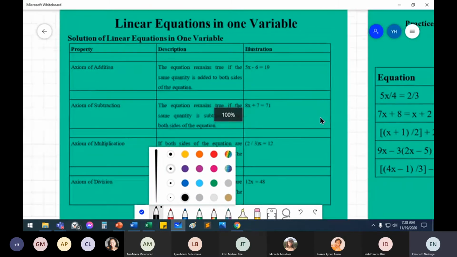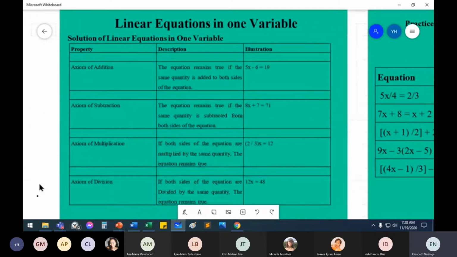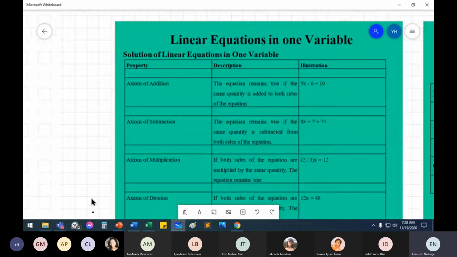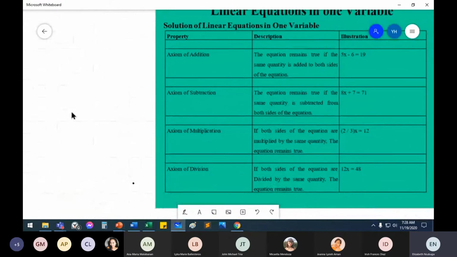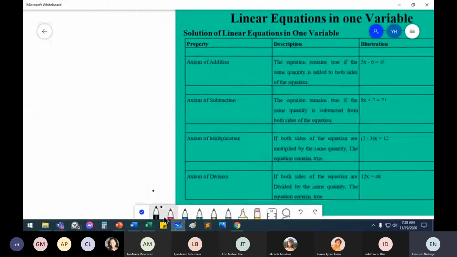Okay, so let's do some evaluation here. We are given 5x minus 6 is equal to 15. Now you need to find the solution for this one.